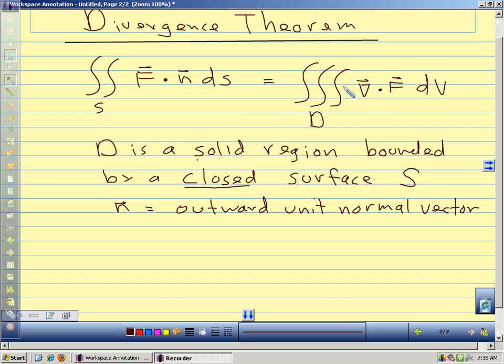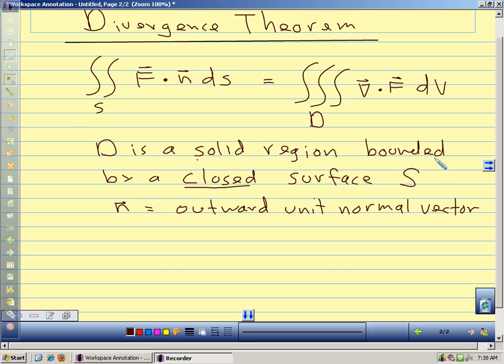I'll talk a little bit more about the physical interpretation of the flux and the divergence after we do an example. Just an interesting side note about the divergence theorem: you might also hear it called Ostrogradsky's theorem. Ostrogradsky was a Russian mathematician. He published this theorem first, before anyone else.